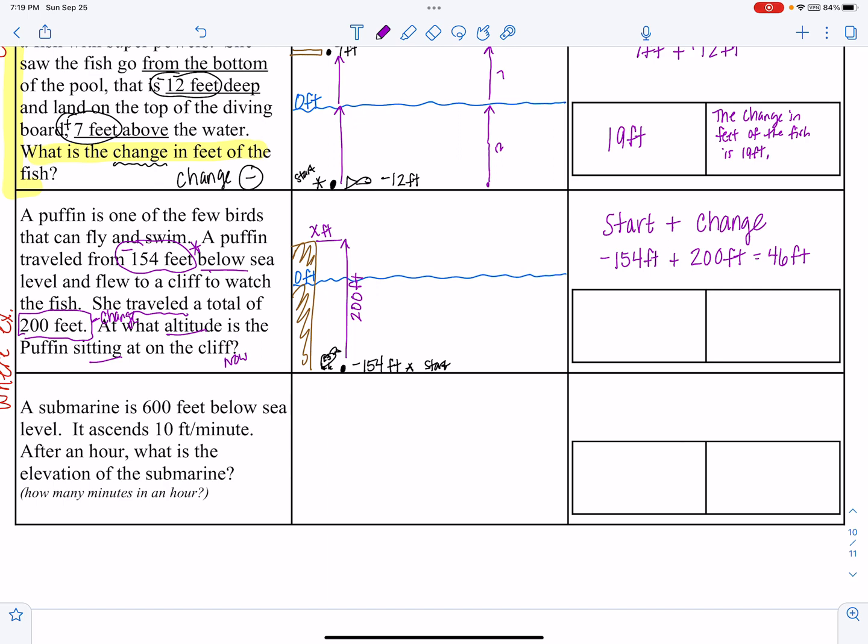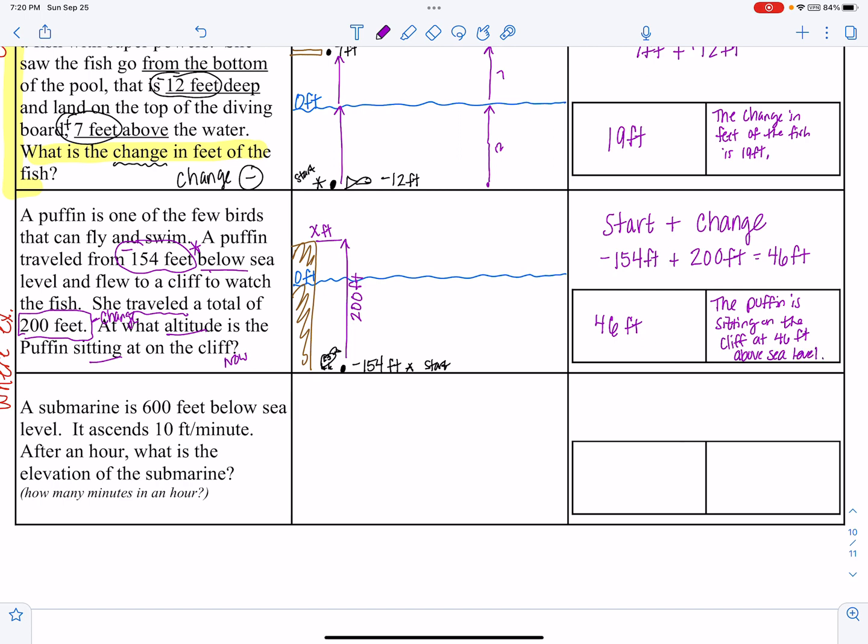So we'll go ahead and write that down, 46 feet, and then we need to write our sentence. At what altitude is the puffin sitting on the cliff? We'll write: the puffin is sitting on the cliff at 46 feet, and this is above sea level.